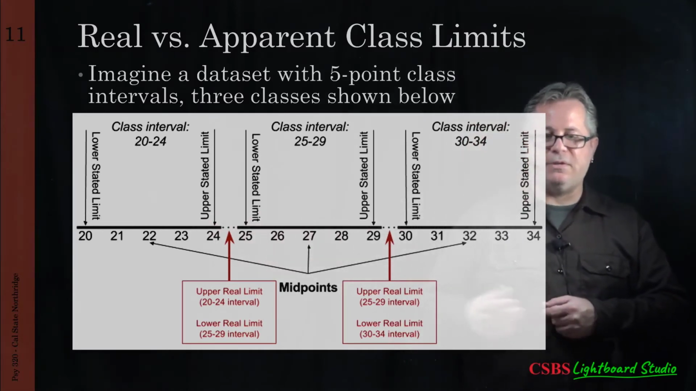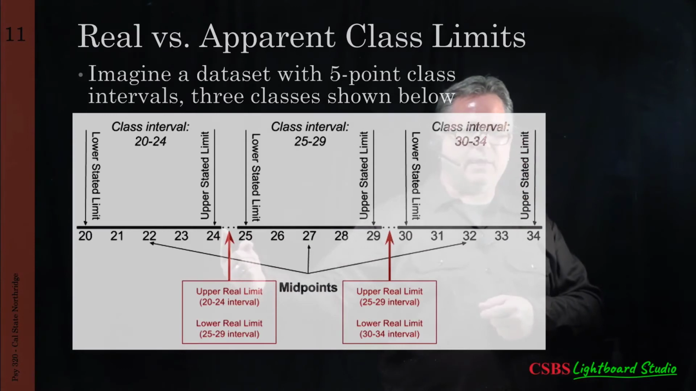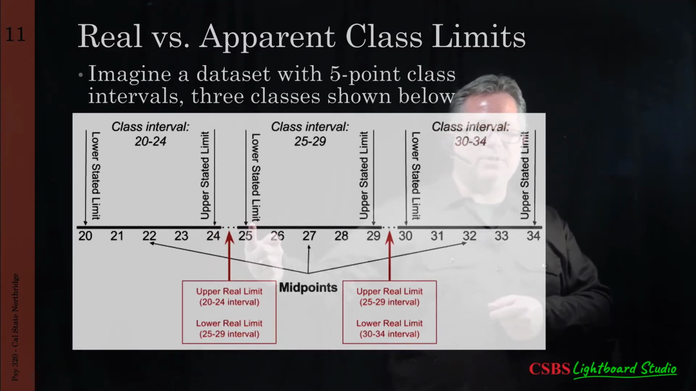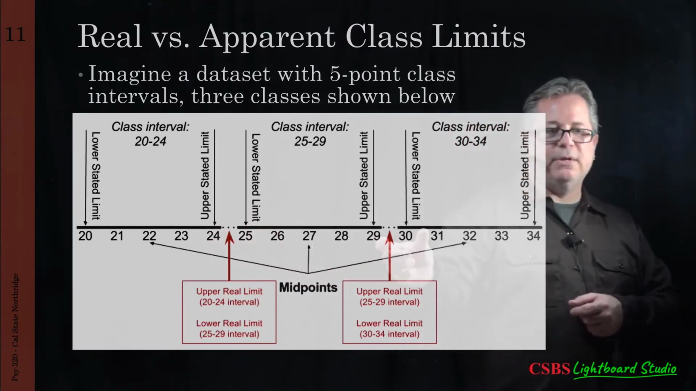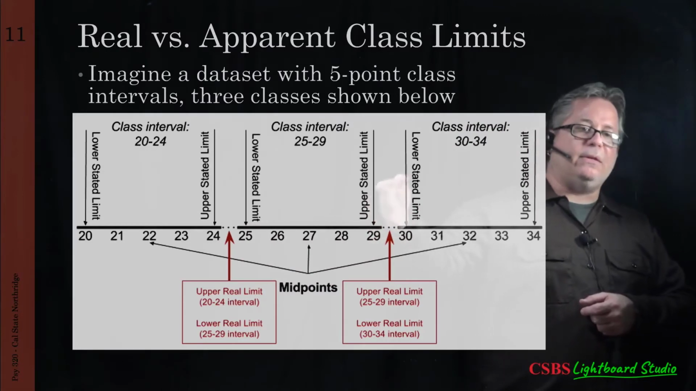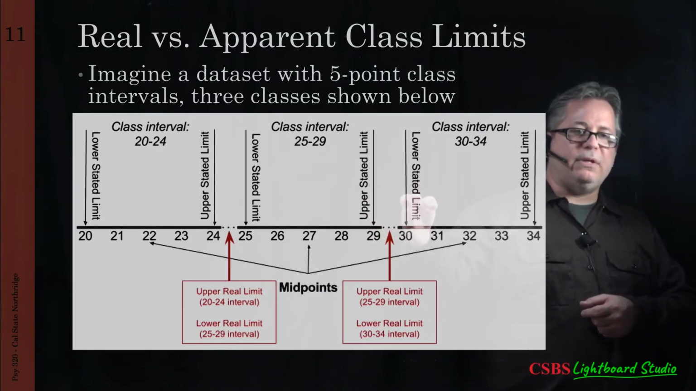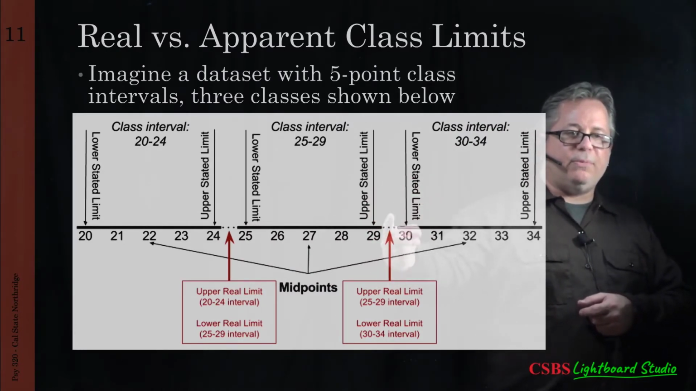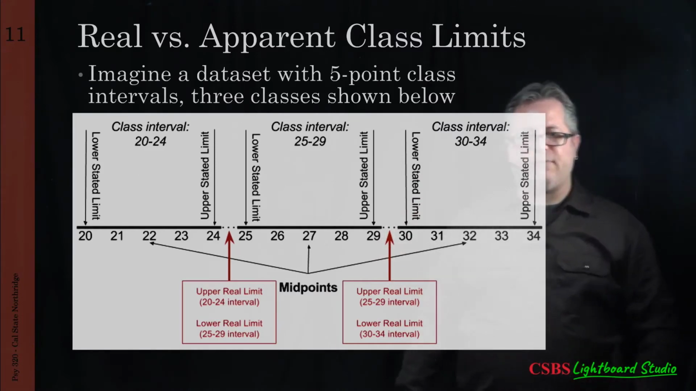In this case, it would be something like 24.5. That's halfway in between the upper apparent or stated limit of the lower class and the lower stated limit of the higher class. It's really somewhere in between there. So I think it goes here. If the upper stated limit is 29 for this class and the lower stated limit of this class is 30, the real division, the real limit between them, is actually a number like 29.5.